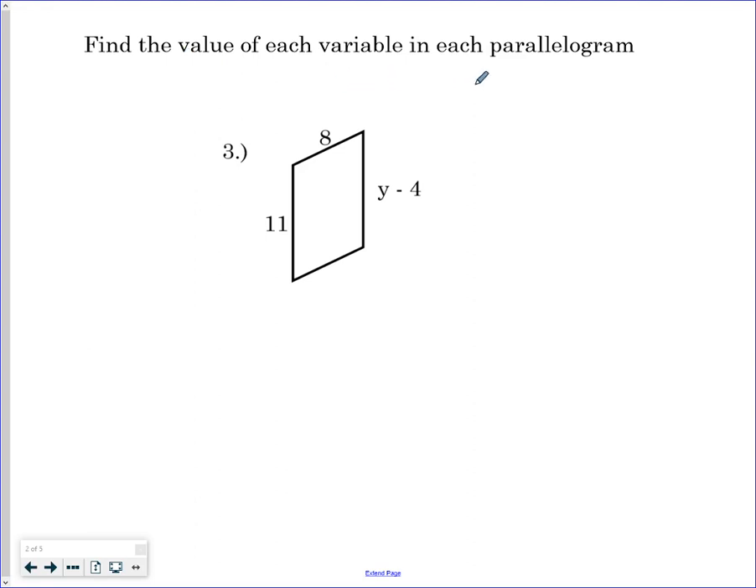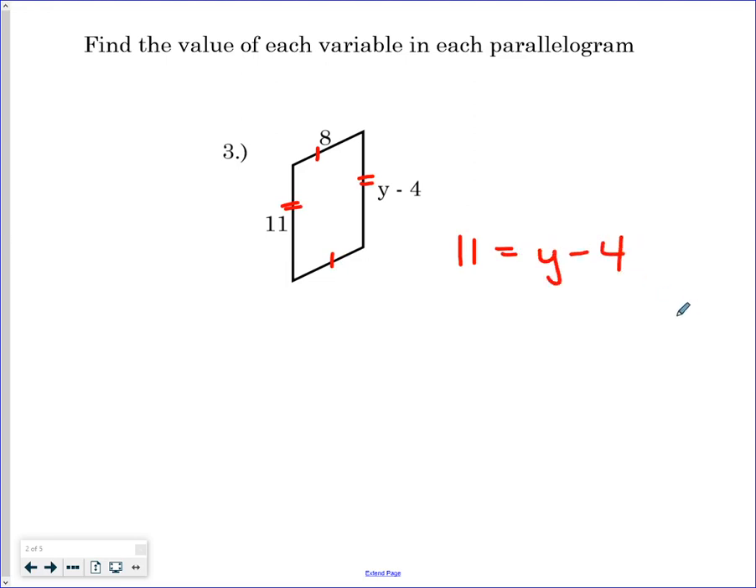Find the value of each variable in each parallelogram. So obviously I'm just missing y, right? They told me it's a parallelogram, so what do I know? Are these angles or sides, by the way? Sides, right? What do I know about opposite sides in a parallelogram? They're congruent. So I know this is congruent to this, and I know this is congruent to this. So what would I write down mathematically?